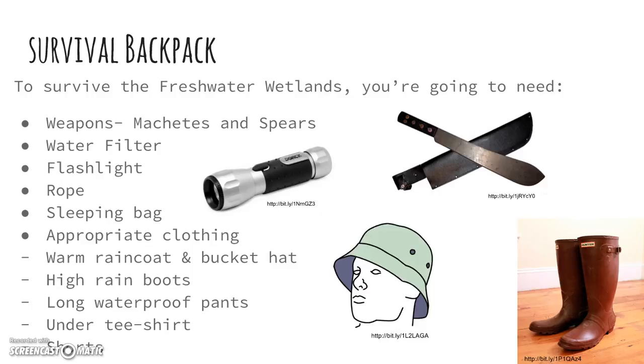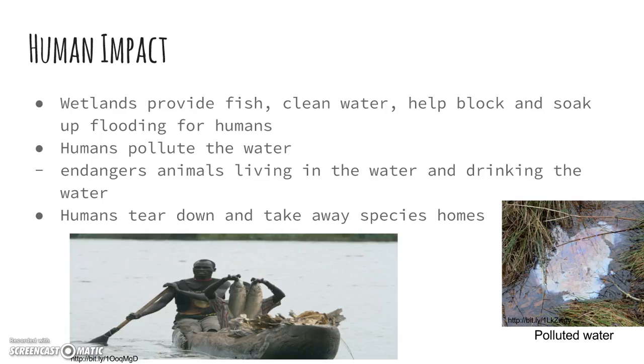Alright, now we're going to be moving on to human impact. The freshwater wetlands affect parts of our lives, and we also play a role in its ecosystem. Wetlands provide fish clean water and also help block and soak up flooding for humans. Although the wetlands do that for us, we aren't so nice to the wetlands.